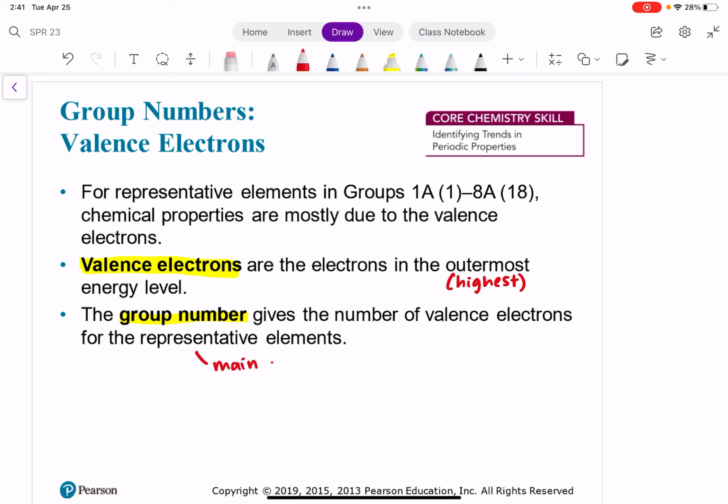You could remember from, I think it was last week, the main group elements are the tall column elements, the elements that are in the taller columns on the periodic table. And there are a couple exceptions, of course, and we'll talk about those. But for the most part, the group number for those main group elements tells you how many valence electrons you have. So the number of valence electrons equals the group number for those main group elements. Okay?